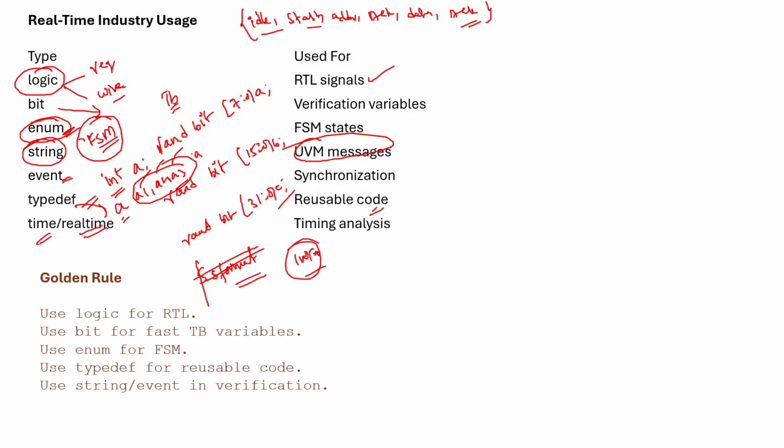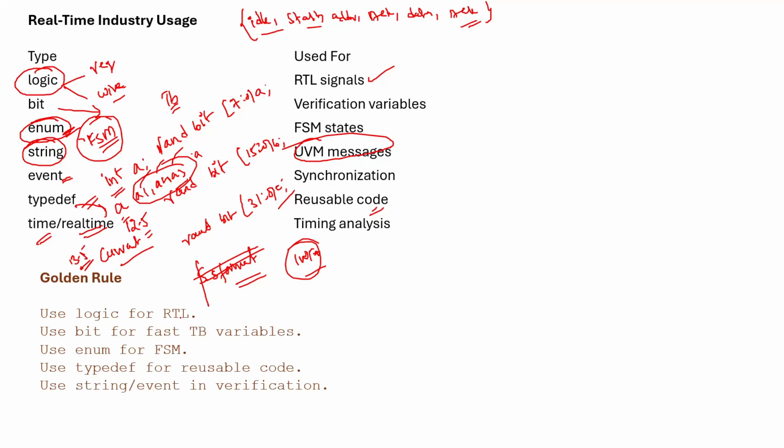And then time and realtime. Time and realtime are used for representing the current simulation time. I want to display the current simulation time at the output side, so I will go for time. Realtime is the same thing, but it will store floating values, like 12.5, 13.5. In this way the values will be stored here. So basically for timing analysis purposes we use time or realtime.